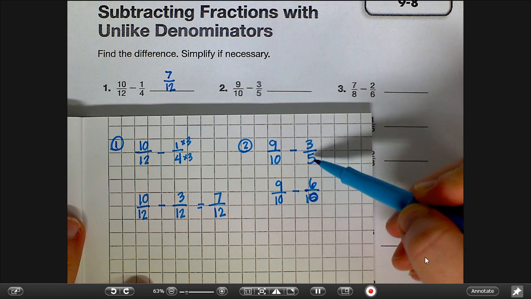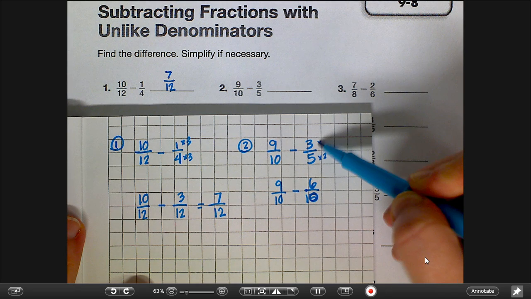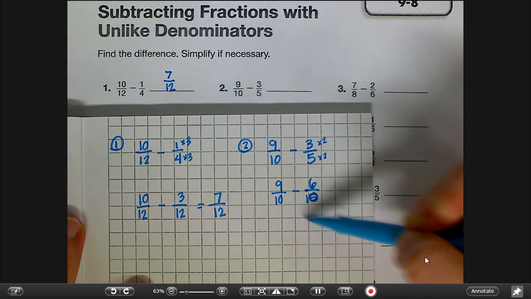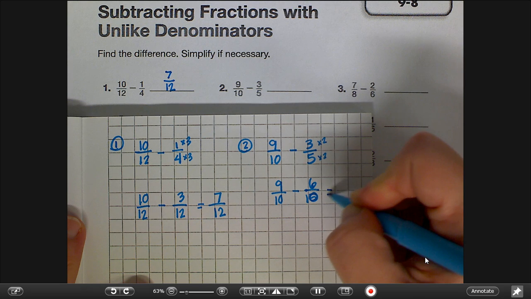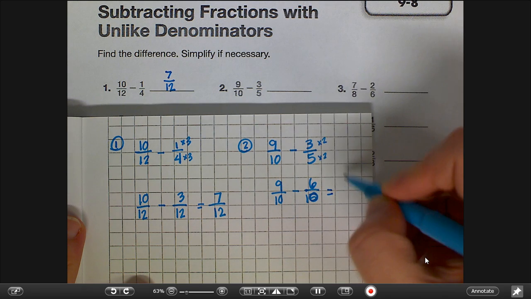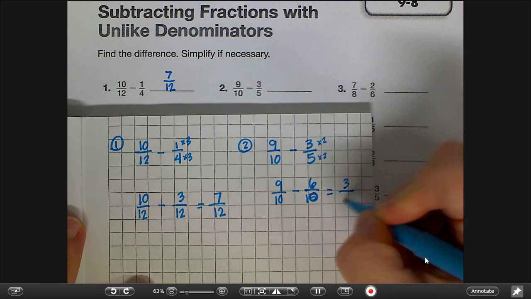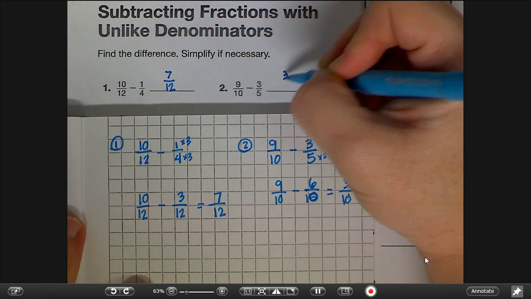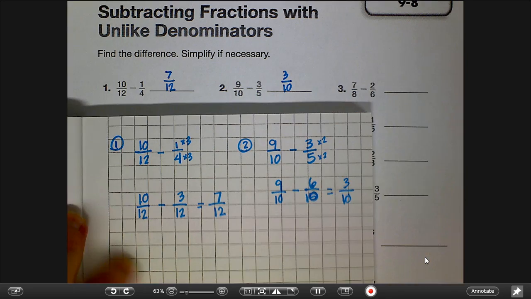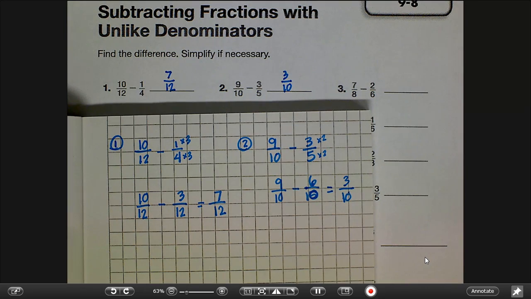Okay, so times 2, times 2. That's what I did to get this. Does everybody see? Okay, let's go on. We're ready to subtract. 9 minus 6 is 3. 3/10. There it is. Okay, excellent. 3/10 is the correct answer.